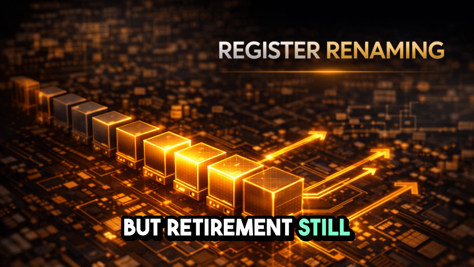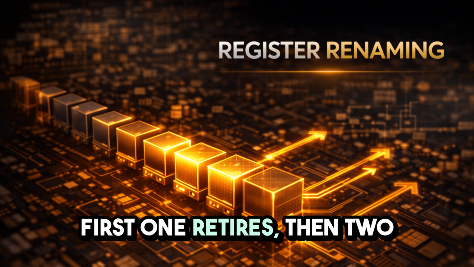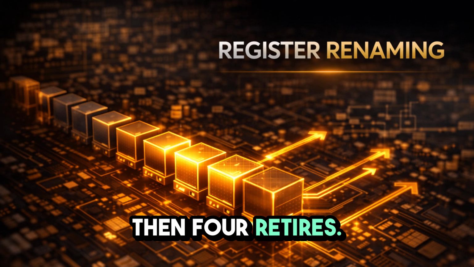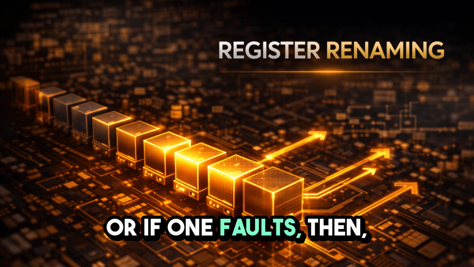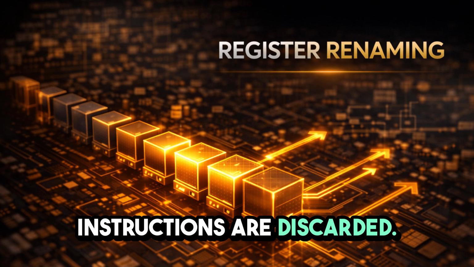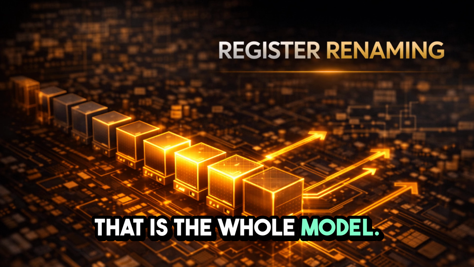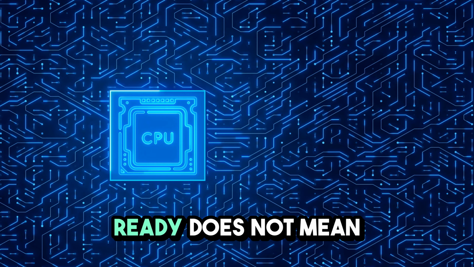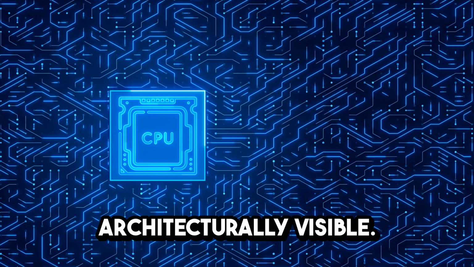But retirement still looks like this: First, 1 retires, then 2 retires, then 3 retires, then 4 retires. Or, if 1 faults, then retirement stops at 1 and the younger completed instructions are discarded. That is the whole model in one example. Finished does not mean committed. Executed does not mean retired. Ready does not mean architecturally visible.